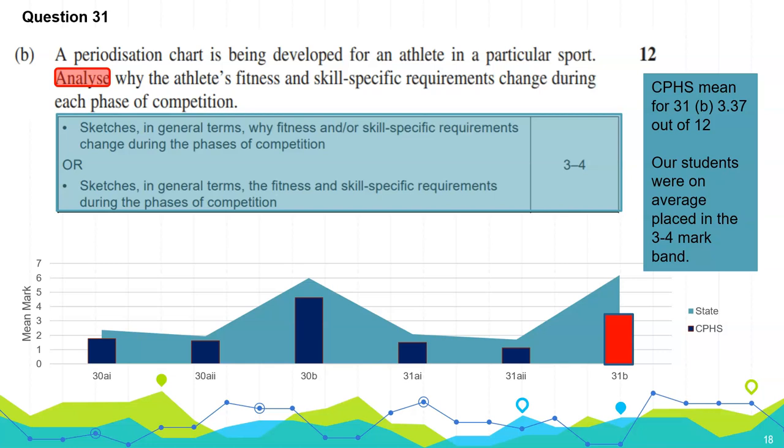A detailed analysis of question 31B, one of the questions that our students' results were the poorest, showed that most CPHS students placed in the 3 to 4 mark performance band. The question required students to analyse. Our students only sketched in general terms, therefore placing them on average in the second lowest band bracket.